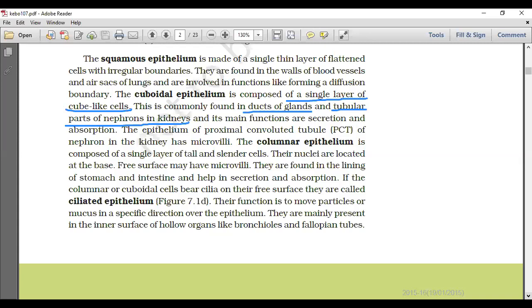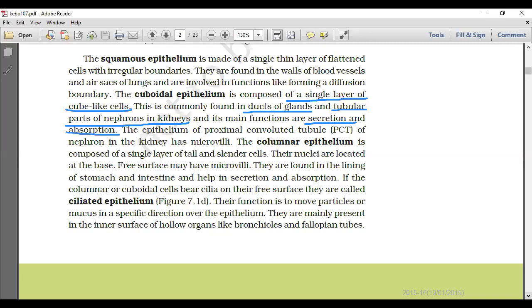And what is the function of simple cuboidal epithelium? Its main function is secretion and absorption.